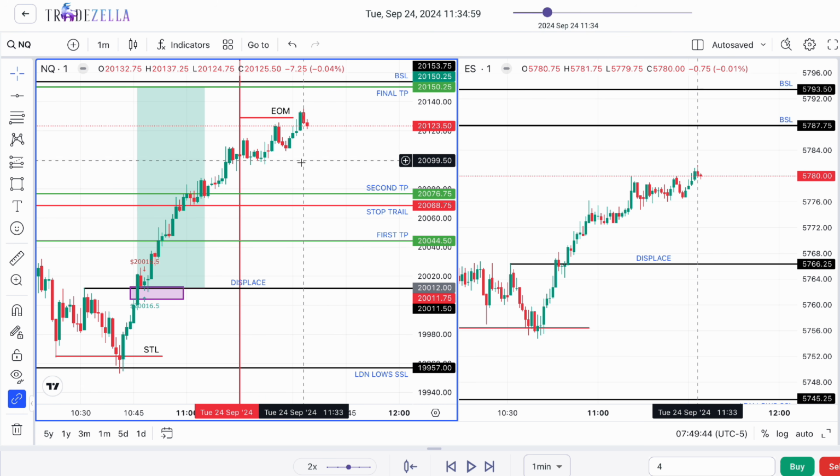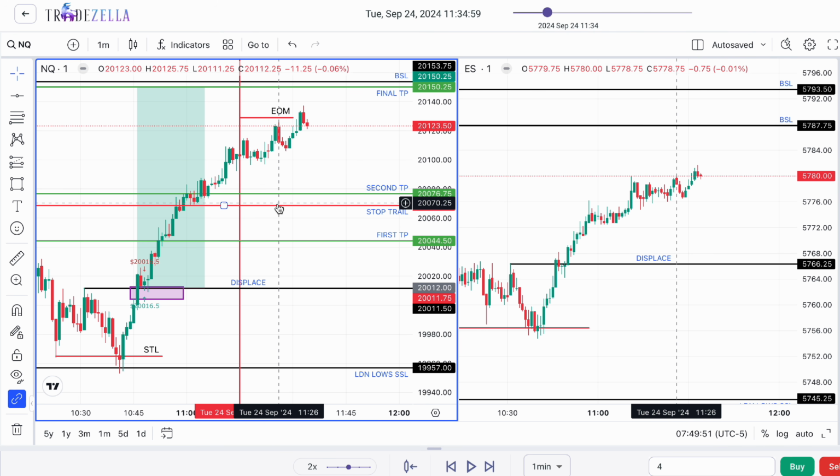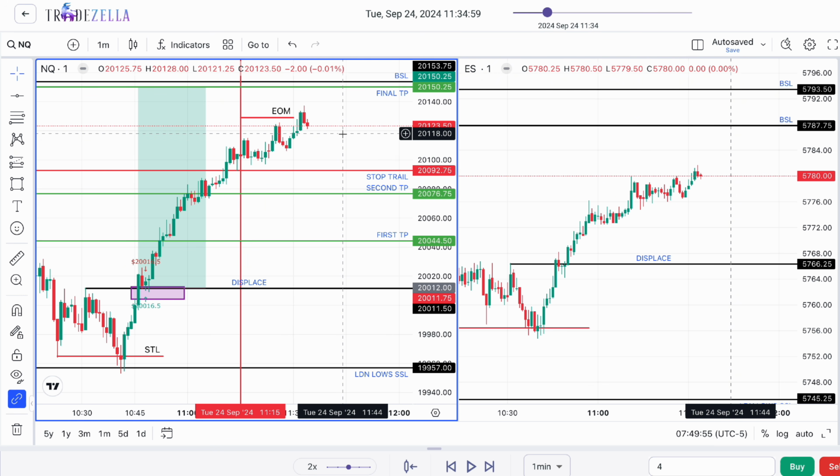And once again, we've created even more short-term lows. So we're going to trail our stops to this short-term low at 0.92 once again, securing more profit along the way.